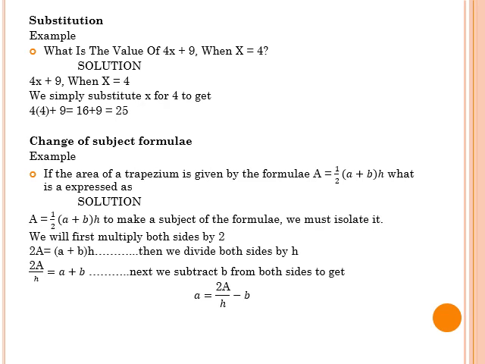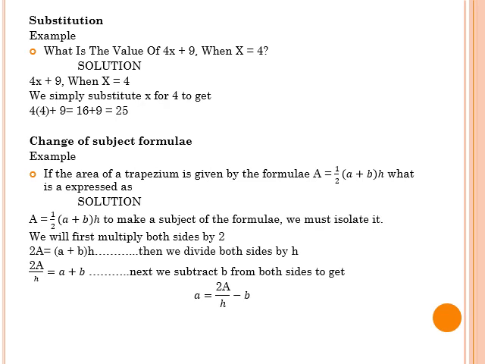We first of all take away the divisor, the 2 that is dividing it. So we multiply both sides by 2. When we do that, we have 2A is equal to (a plus b) all multiplied by h. And the 2 is no longer dividing it because we have multiplied it by 2. The next thing we are going to do is to divide both sides by h, because we want to get rid of this h here. So when we divide both sides by h, it will cancel out on this side and move to the other side.